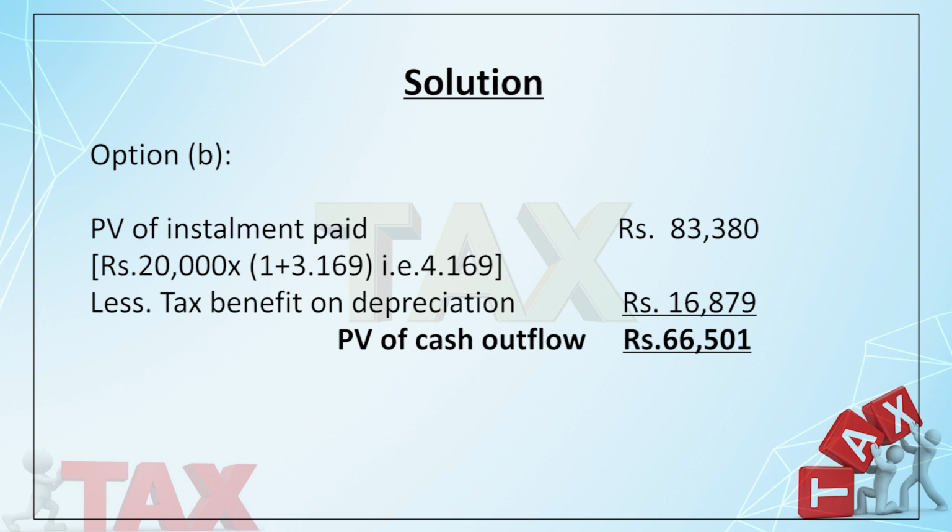So the total annuity is the initial year 1 and the balance 4 years, 3.169. You add 0.909, 0.826, 0.751, 0.683 and you will get 3.169. So it is 4.169. What is the present value of installment paid? 20,000 into 4.169 comes to 83,380. And since you are paying by installment, you are acquiring the asset, so there will be a tax benefit on depreciation. That is given, 16,879. So we get the present value of cash outflow as 66,501.